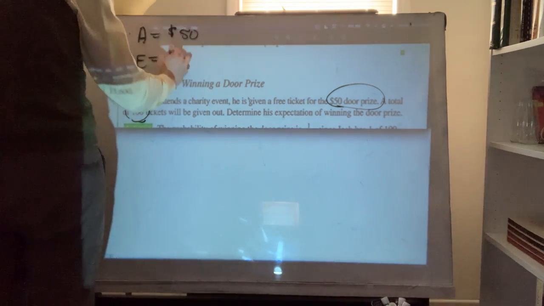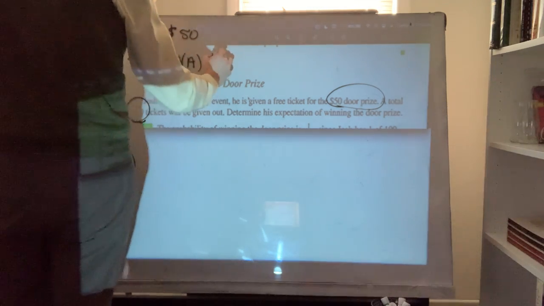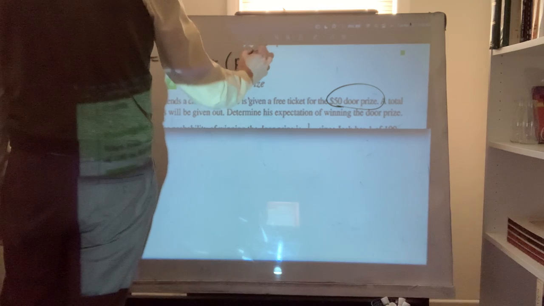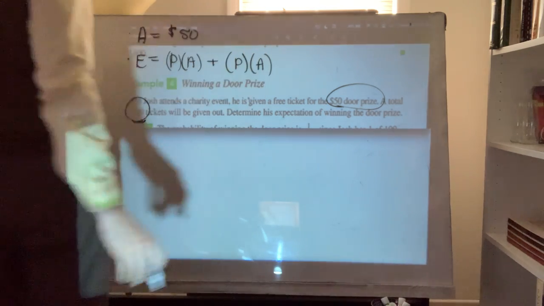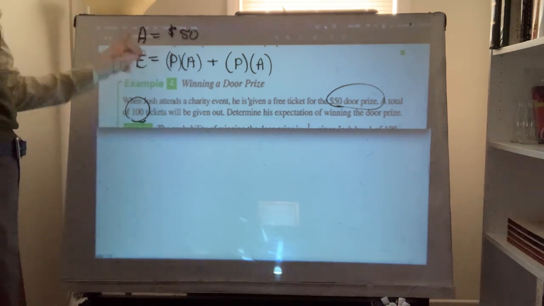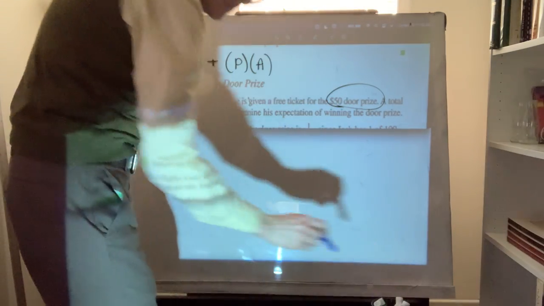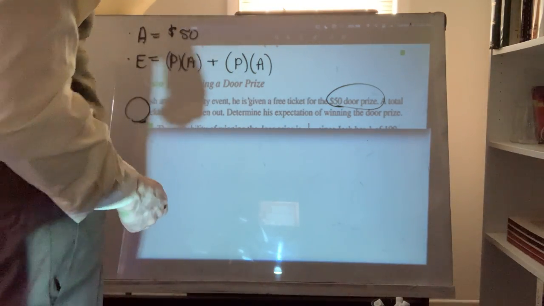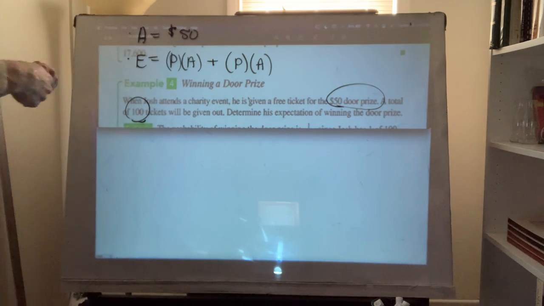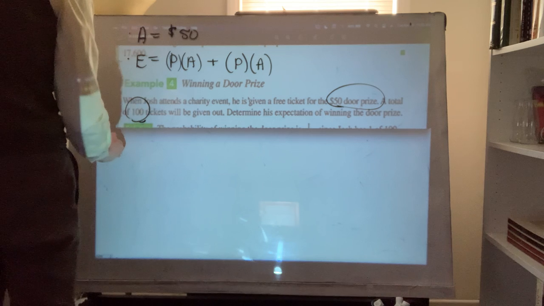The expectation would be a probability and potentially a second probability, an amount here. We may have to modify this a little bit. Let's consider the probability of winning first.